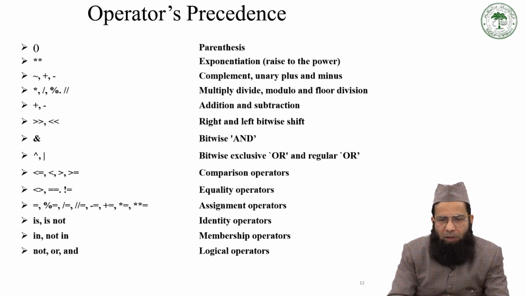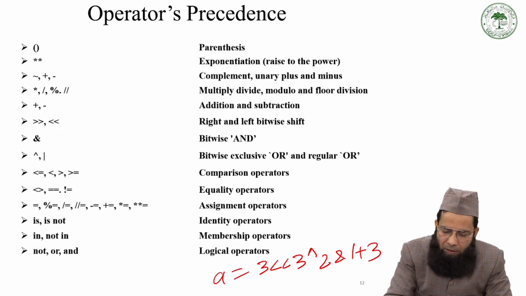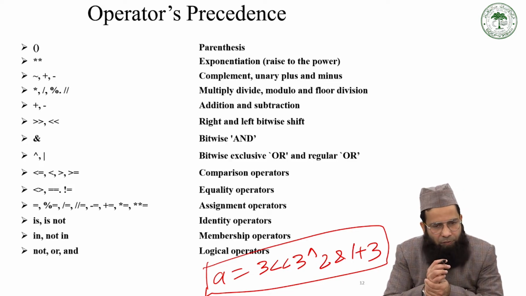Suppose I am giving you an expression here, like print 3 << 3 ^ 2 & 4 + 1 + 3. Suppose you are storing this in a particular variable A. So what should be the value of this one?